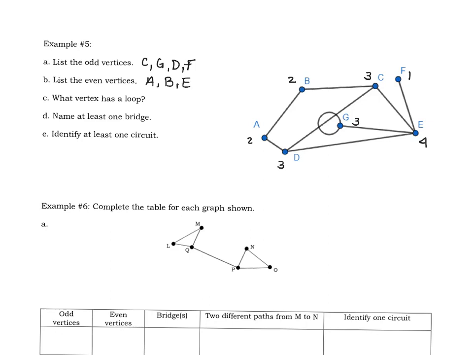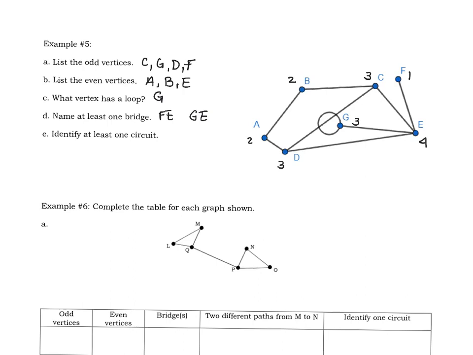Okay, what vertex has the loop? It looks like G does. Name at least one bridge. We have a couple of bridges here. If you would have said FE, that's one bridge. And edge GE is also another bridge.